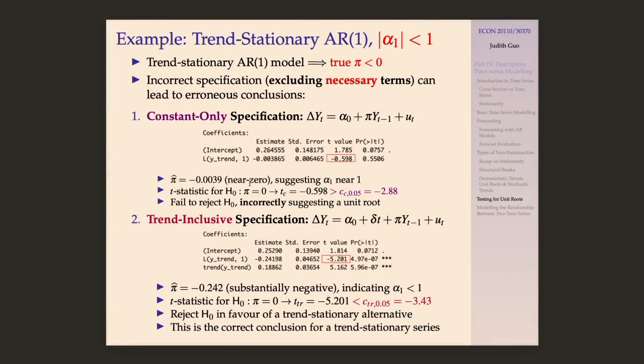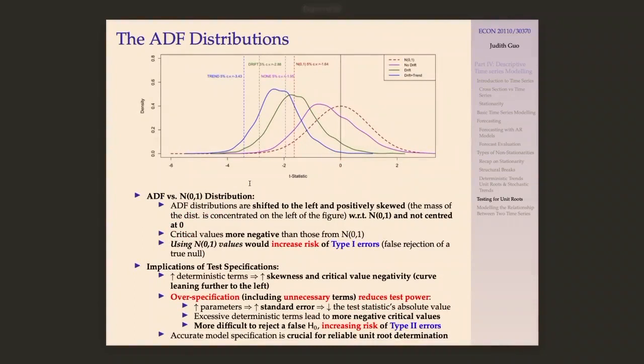Remember, in a trend inclusive test, under the alternative, we have trend stationarity. So we see that incorrectly omitting a necessary deterministic term will lead to a completely wrong conclusion, okay? So this is the consequence of excluding necessary terms. However, including unnecessary terms also comes with some fault.